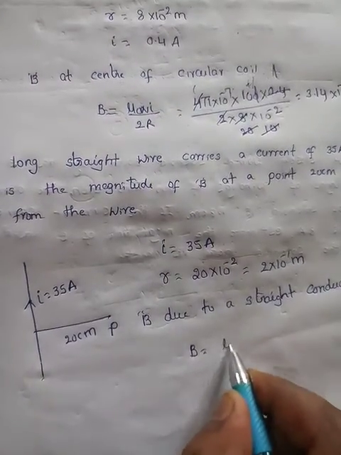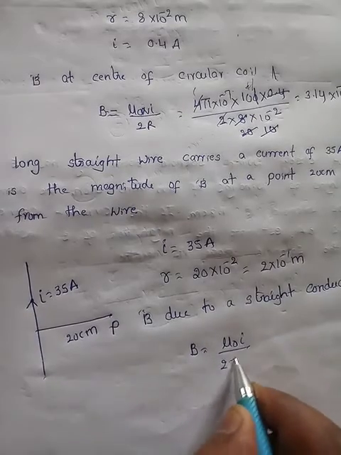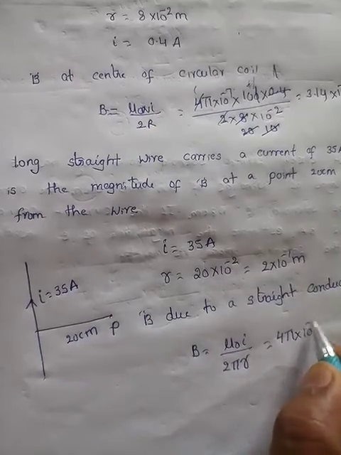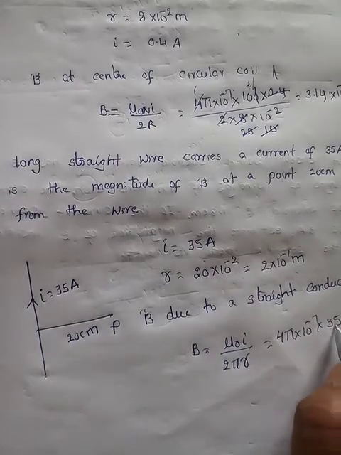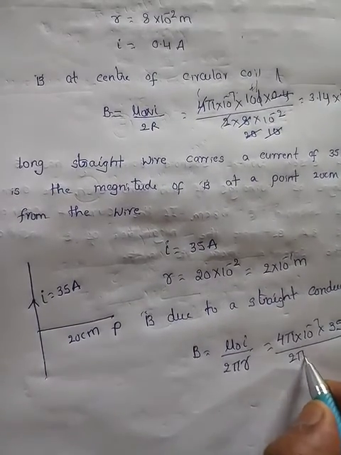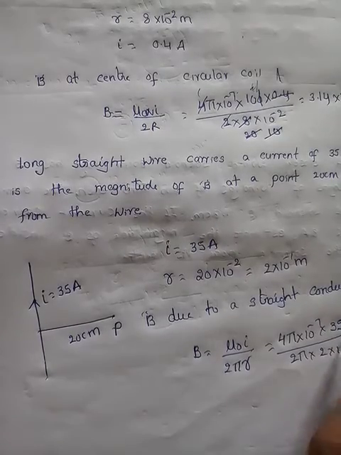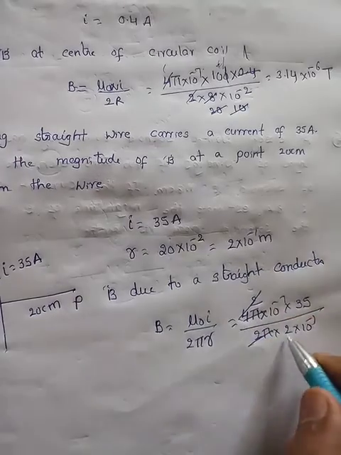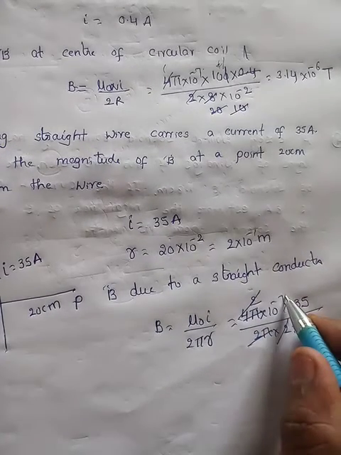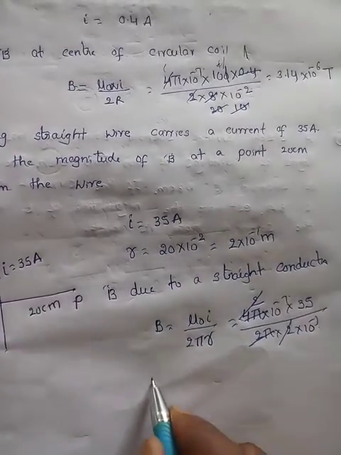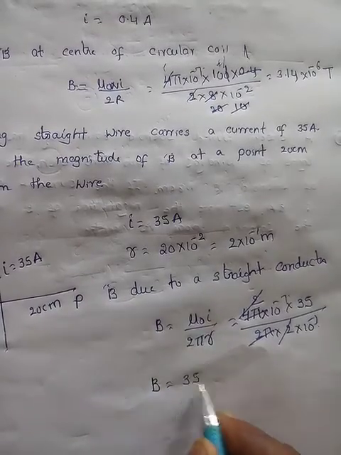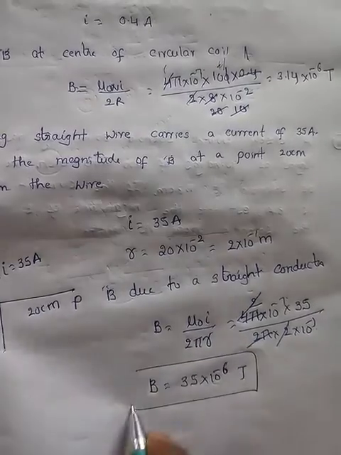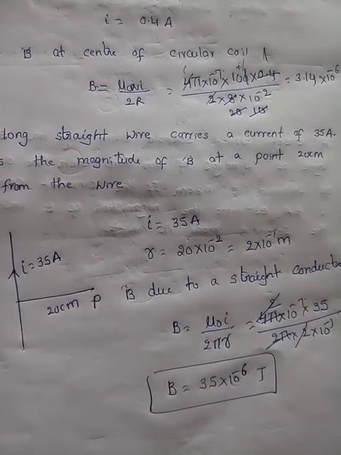B is equal to mu naught I by 2 pi R. What is the value of mu naught? 4 pi into 10 raised to minus 7. Current is 35 by 2 pi into 2 into 10 raised to minus 1. 2 pi, 2 pi cancel; 2 and 2 cancel. Minus 1 in the denominator becomes plus 1. So what do you get? B is equal to 35 into 10 raised to minus 6 Tesla. This is the magnetic field due to a long straight conductor at this point.